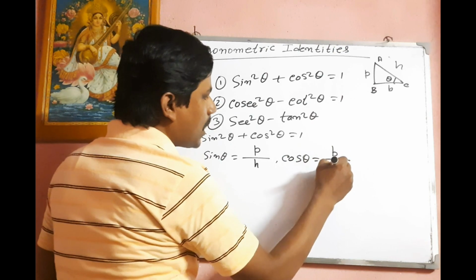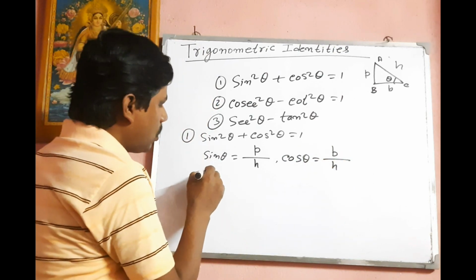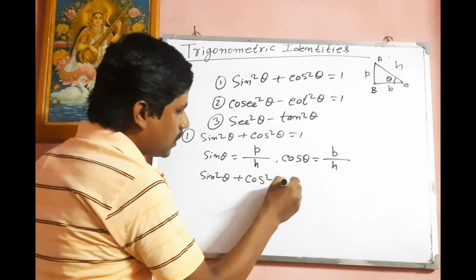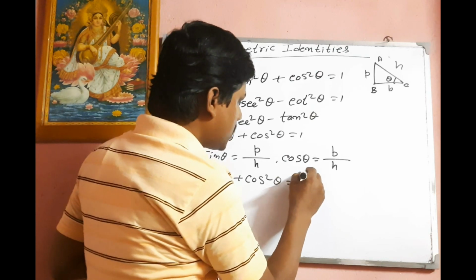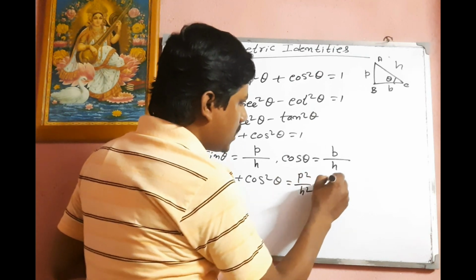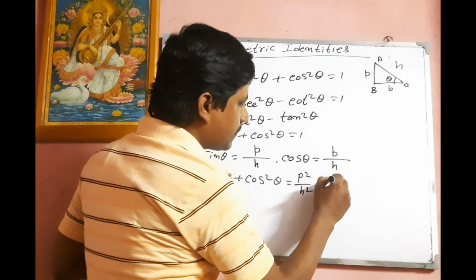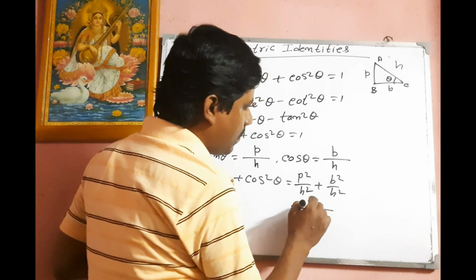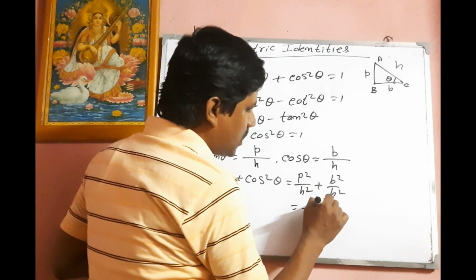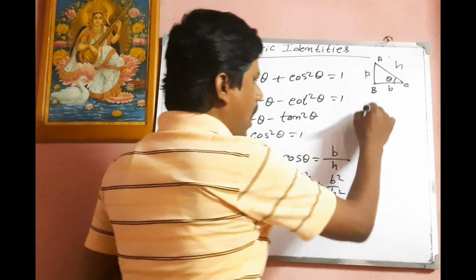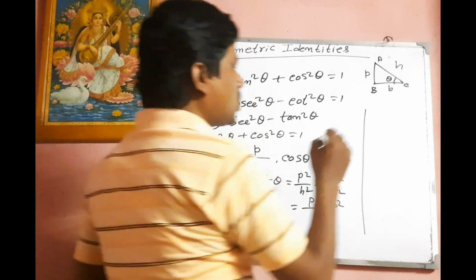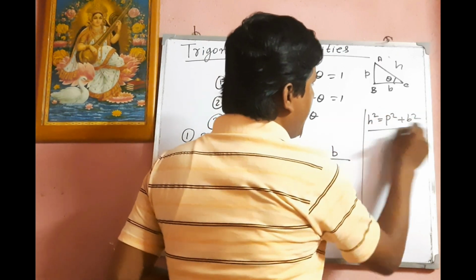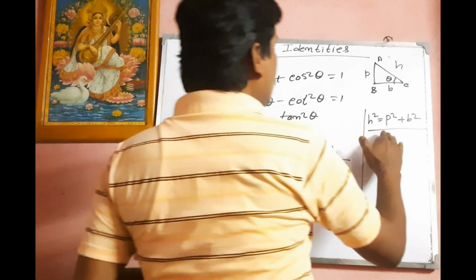base by hypotenuse. Now sin square theta plus cos square theta is equal to p square by h square plus b square by h square. So h square is the LCM, and this is p square plus b square. And we know that by the Pythagoras theorem, h square is equal to p square plus b square. This is coming from the Pythagoras theorem.